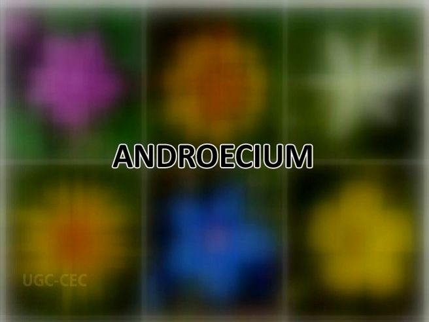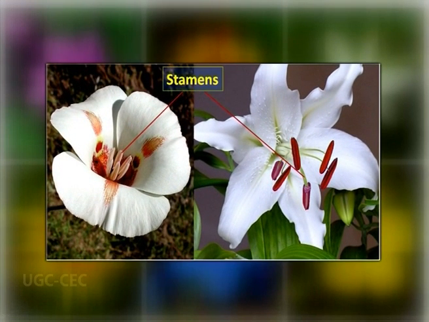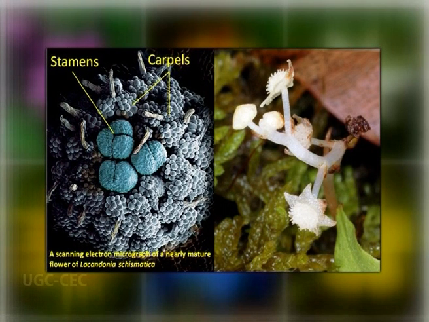Now we come to androecium. Inner to the corolla are found male reproductive parts of a flower known as stamens, collectively called androecium, and represent the first fertile whorl of the flower. Androecium generally surrounds the gynoecium except in family Triuridaceae, particularly in Lacandonia schismatica, in which the gynoecium surrounds the androecium.